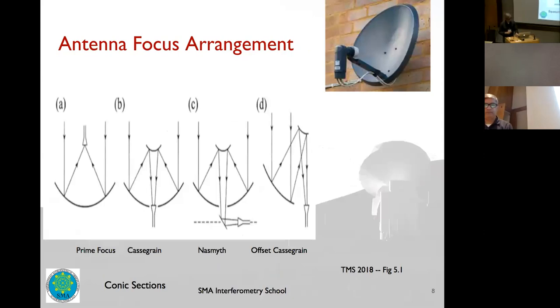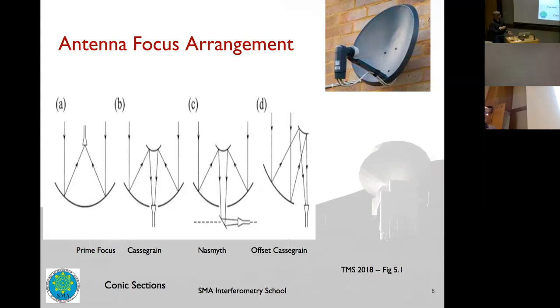Now there are different focus arrangements for the telescope. The very first design that you saw, a simple one where the focus was right here, is called the prime focus, and you can put your feed or your antenna or your horn or whatever you need right in there. The problem with this is that it's difficult because you can't put big receivers at the prime focus. You can imagine if you go up and take a look at the SMA, imagine that receiver sitting at the prime focus. That's a little bit more challenging.